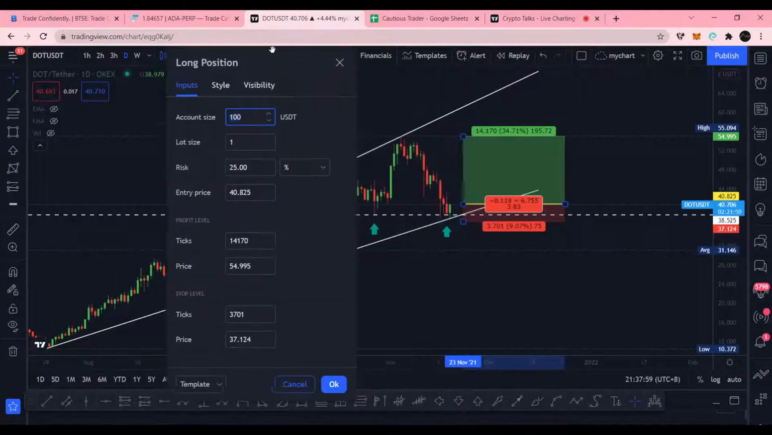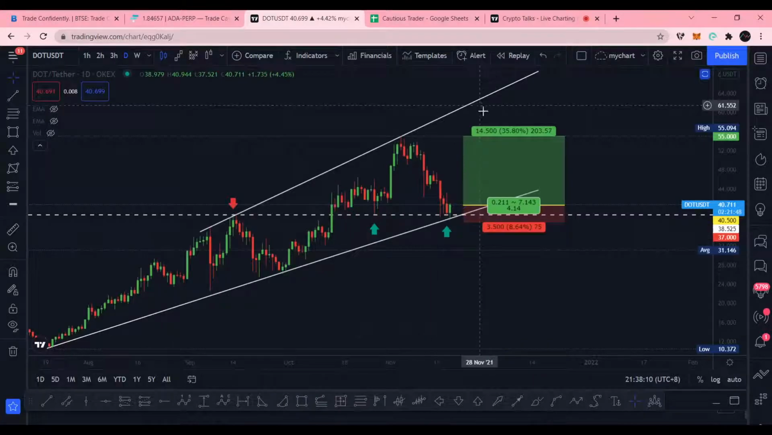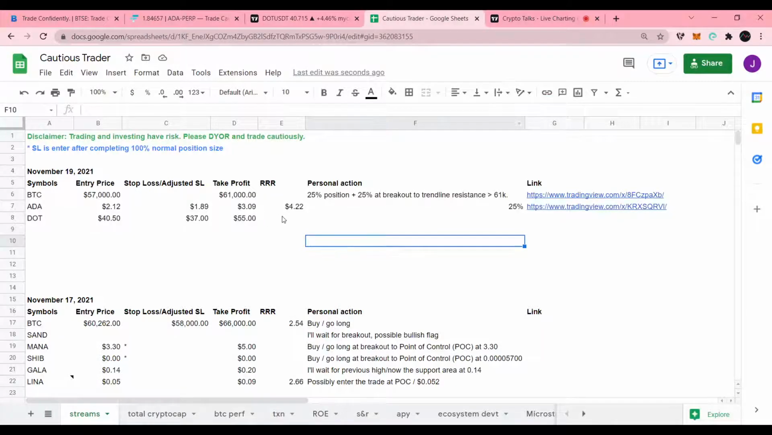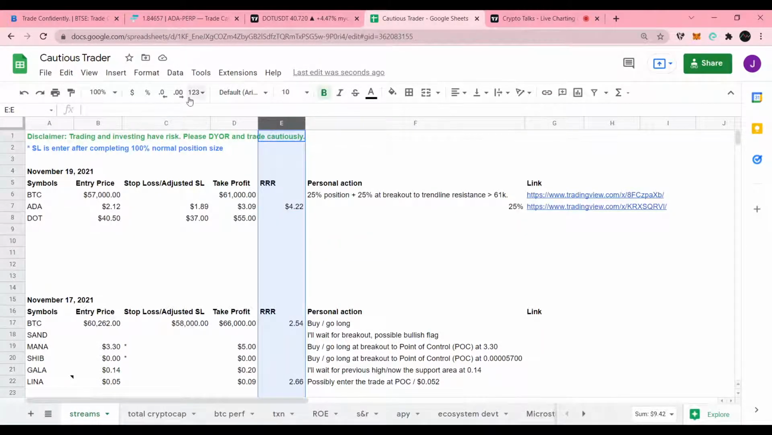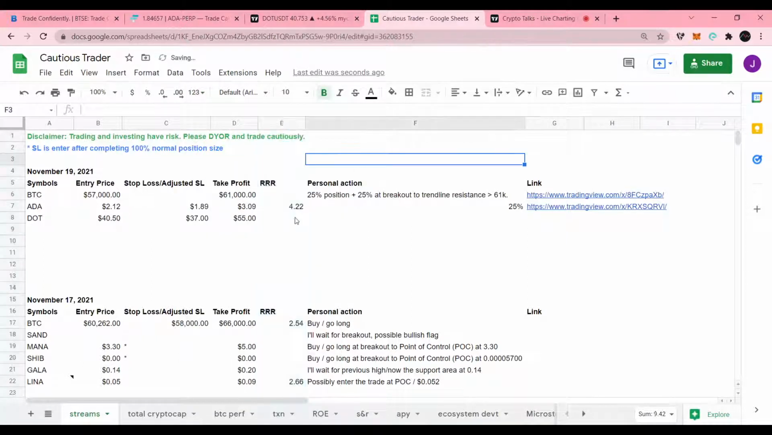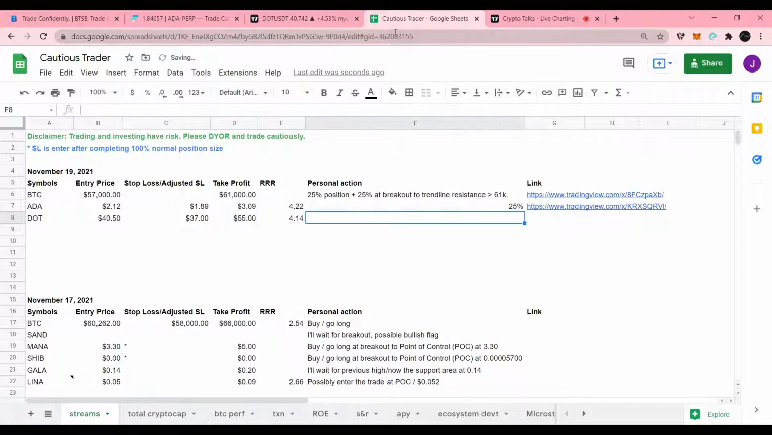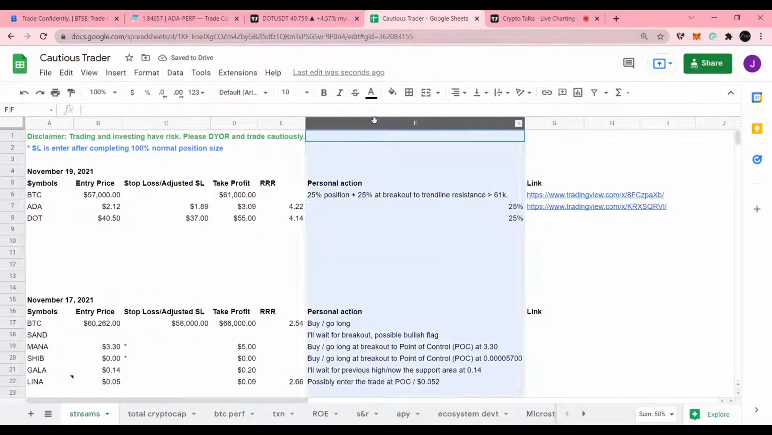So, 40.5, and my TP is at 55 and this is 37. So that's a possible 4.14. Oh, it should not be in dollars, just should be in numbers. 4.14. Yeah, just 25%. Maybe I'll just put it there.